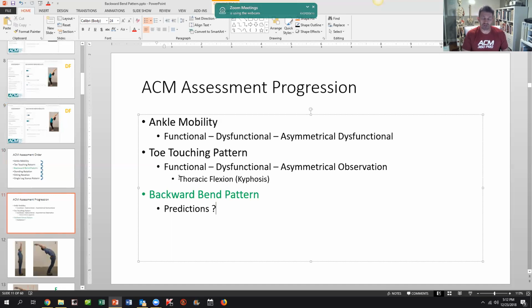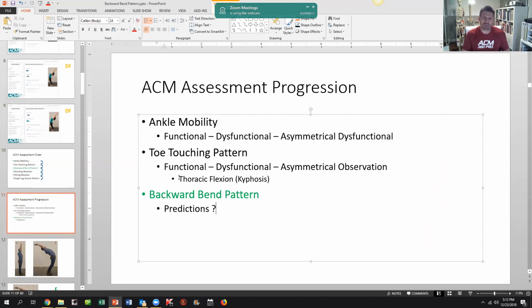So it starts to tell us that if someone has excessive thoracic kyphosis in a toe-touching pattern, meaning their upper back really rounds, like we'll show you in the pictures, and they have great range of motion and extension in the backward bend, then we start understanding this is a weakness problem. It could be where the body works very well, and it may not be necessary that they need to stretch this area. So the patterns build on each other. Just keep that in mind.